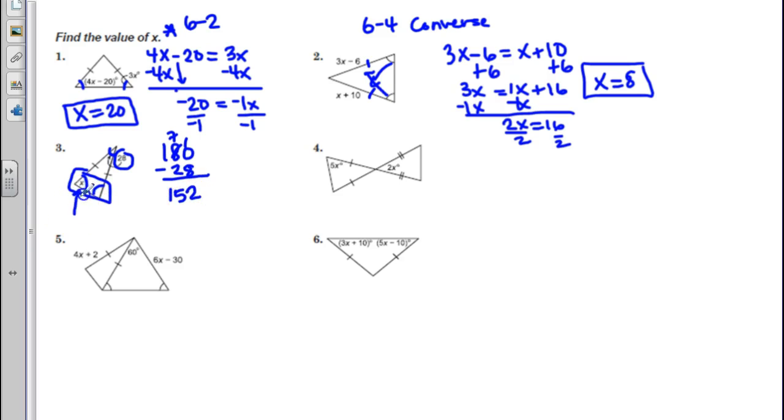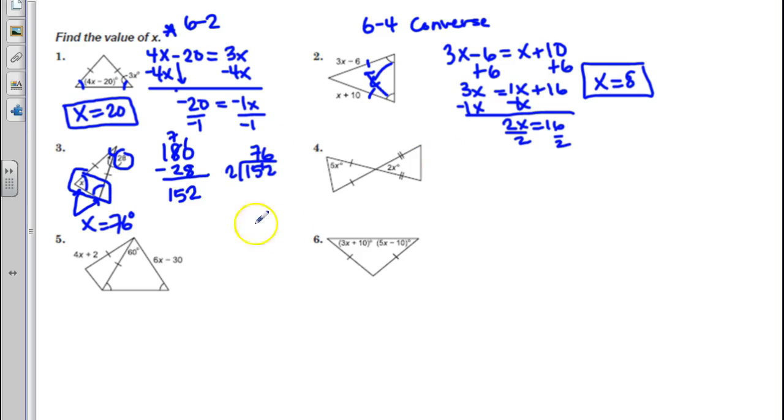152 degrees has to be split with these two angles because they are equal to each other. So we can do 152 divided by 2. 2 goes into 15 7 times with 1 left over, and 2 into 12 6 times. So x is 76 degrees in this case, and that's actually the measure of those base angles. Check would be 76 plus 76 plus 28 should add to be 180 degrees.